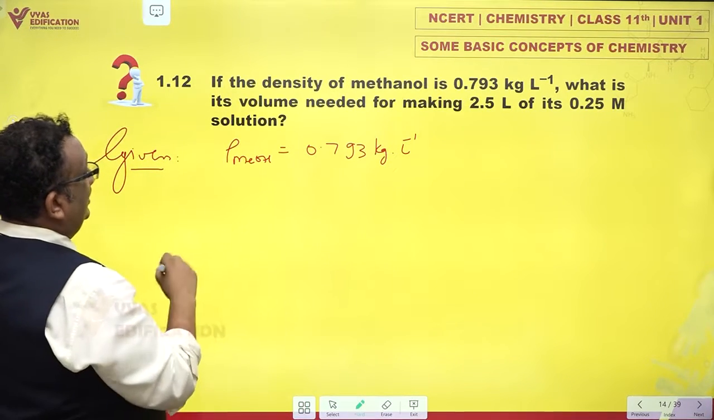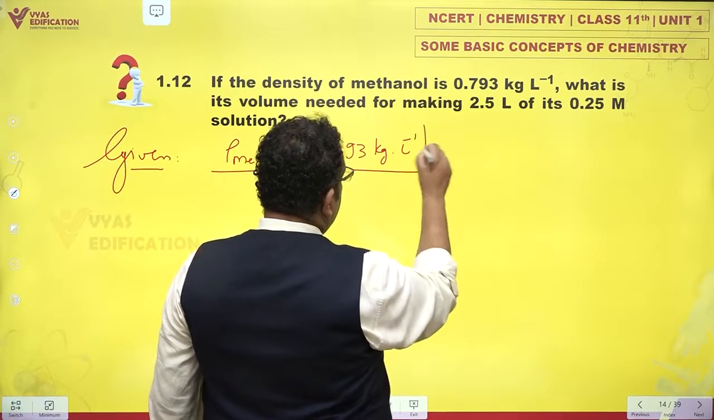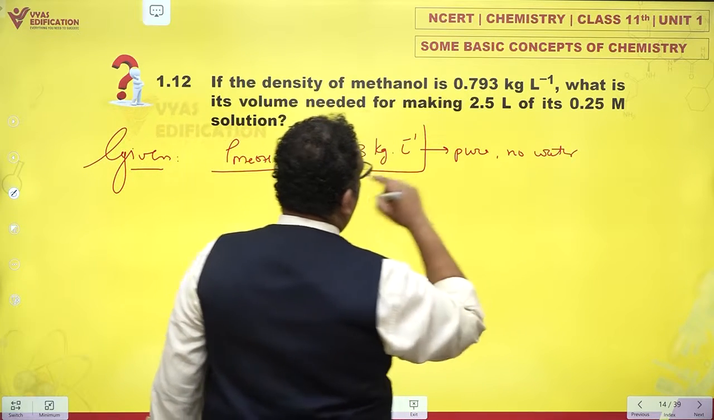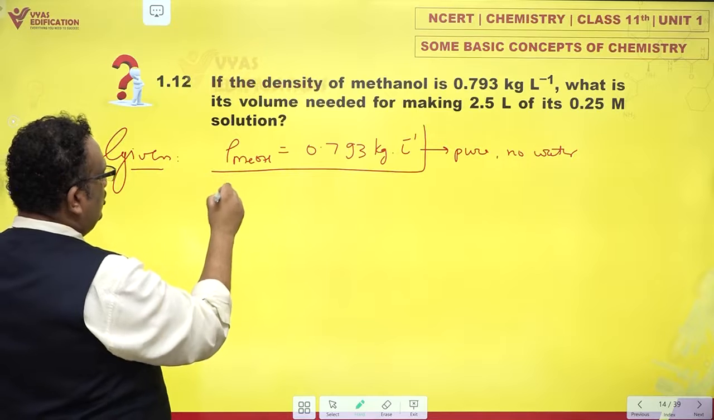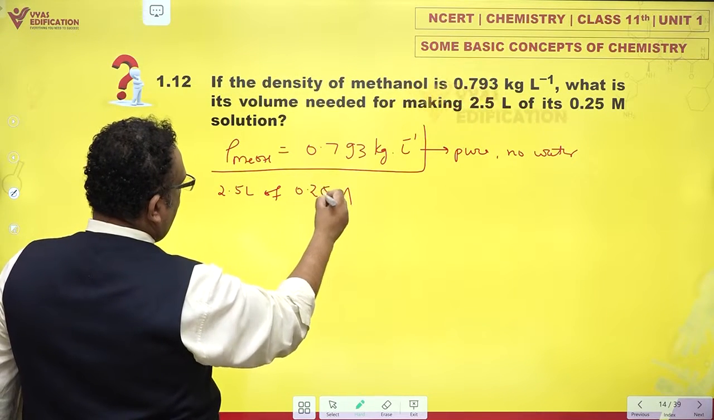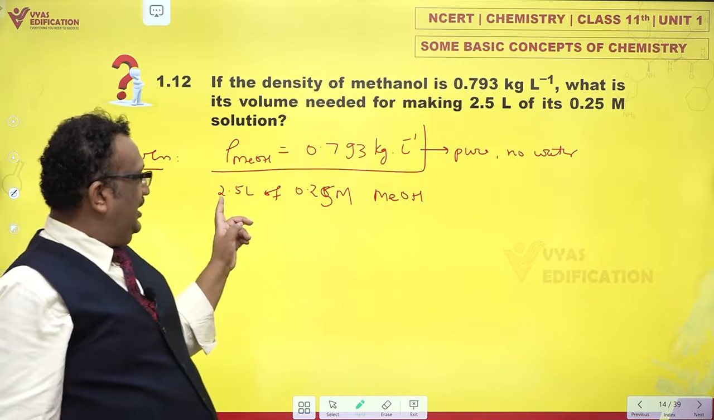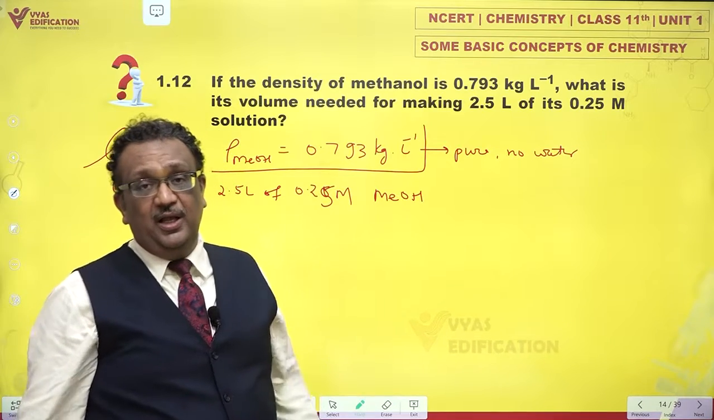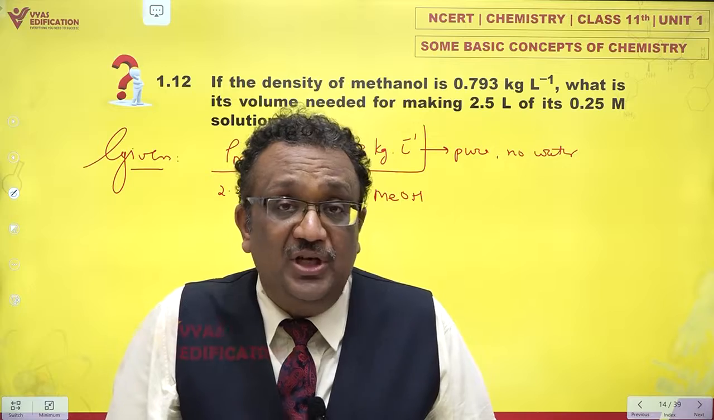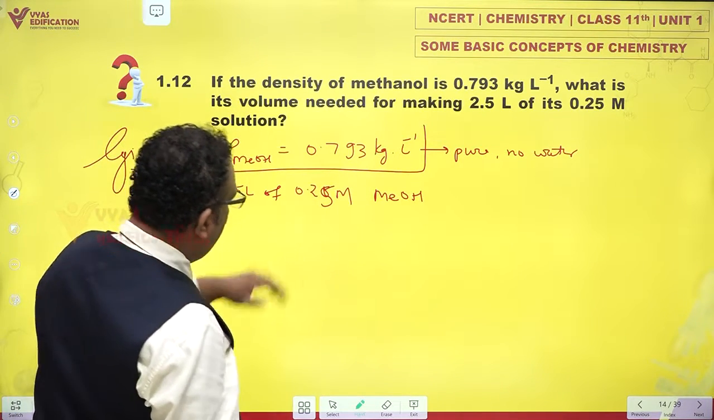Okay. Then please note, this is the density of pure methanol. Remember, this is pure, no water. And then I have 2.5 liter of 0.25 molar methanol. Now, when you say so many moles per liter, this is suggestive that this is a solution, and if nothing has been mentioned, we simply take it as an aqueous solution. It has water dissolved in it.